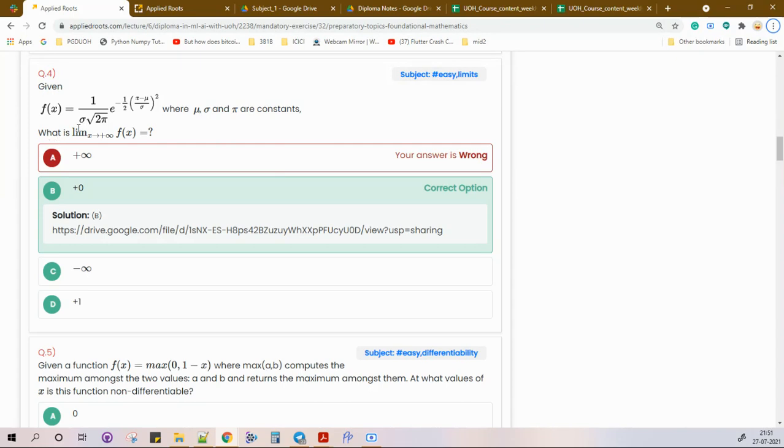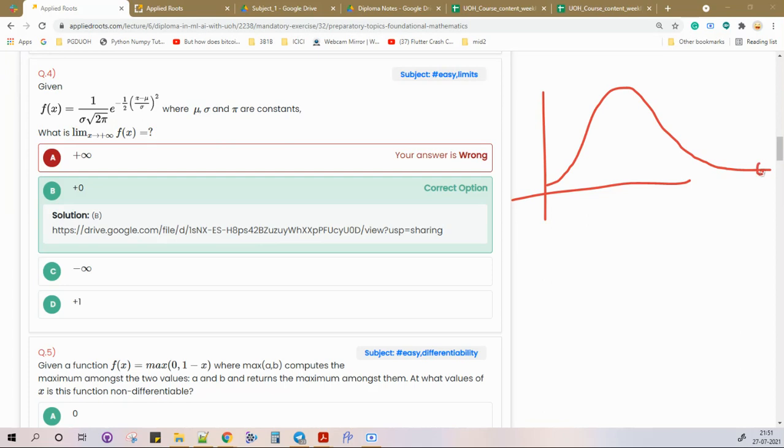Now what they are asking is, what is limit x tends to infinity of f of x? When x tends to infinity, what is f of x? From the knowledge of the Gaussian distribution, when x tends to infinity, the value is 0. And where is it maximum? At mu. When x equals mu, it has the maximum value, and when x tends to infinity, it's 0. So from the knowledge of Gaussian distribution, we can directly answer this. But if you want to go the limit x tends to infinity way, we can do that also.